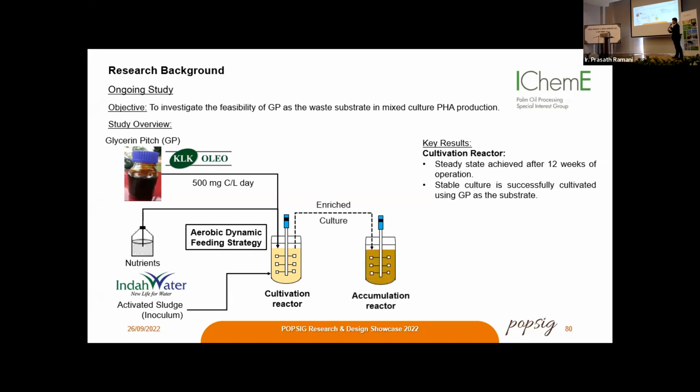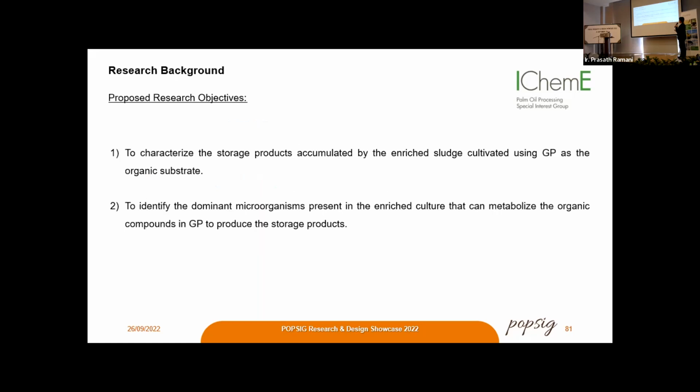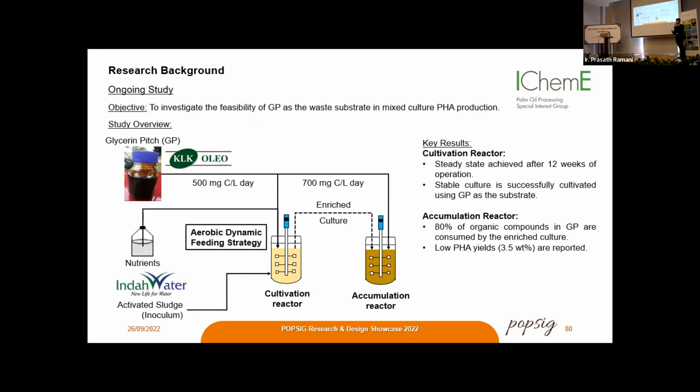Then the enriched culture is sent to a separate accumulation reactor with a higher GP concentration of 700 milligram carbon per liter day to maximize PHA production. From the accumulation reactor, we found that 80% of the organic compounds in GP are degraded by the enriched culture. However, we found that there are low PHA yields of 3.51% reported only. Interestingly, however, we found that there are unusually high increments of biomass concentrations detected, which can point to the hypothesis that other storage products than PHA may be produced.